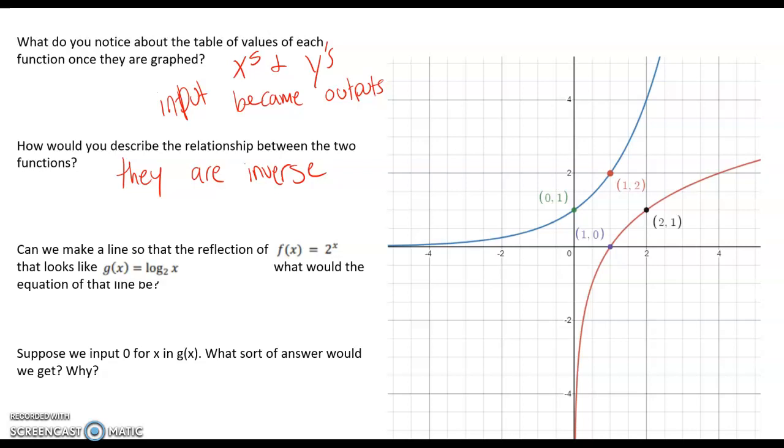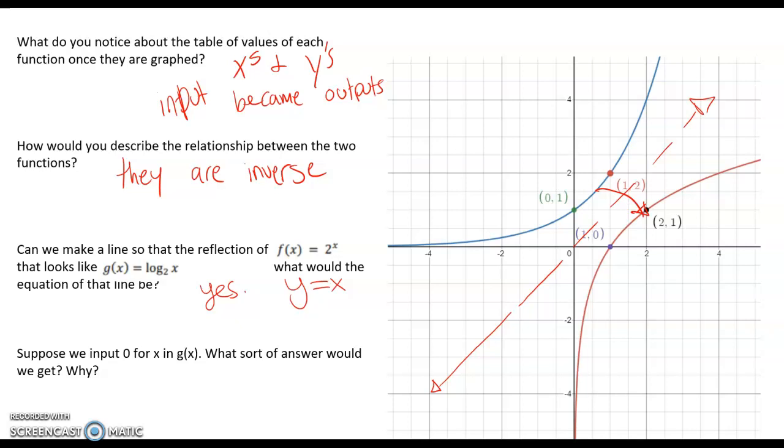Can we make a line so that when it's reflected, the exponential function becomes the log function? Now, to do that, we need to think about what a reflection is. We're flipping it over a line. And the line is actually going to be right here. The equation of that line is going to be y equals x. We flip this over the y equals x line, and it becomes our log function.